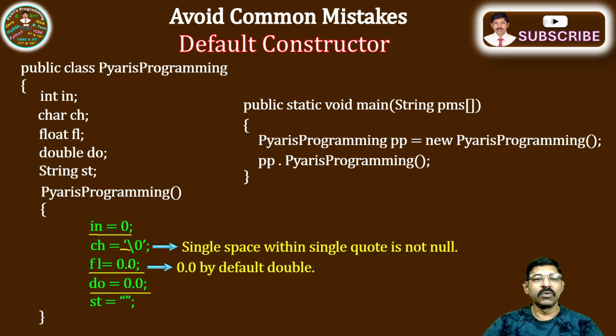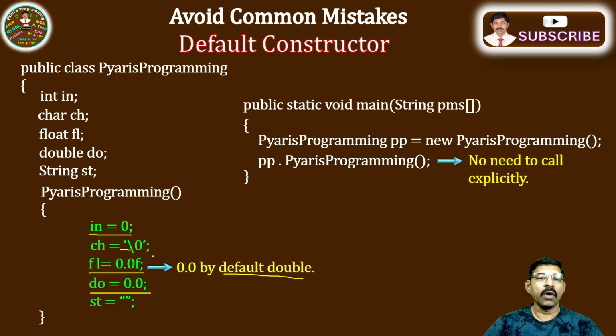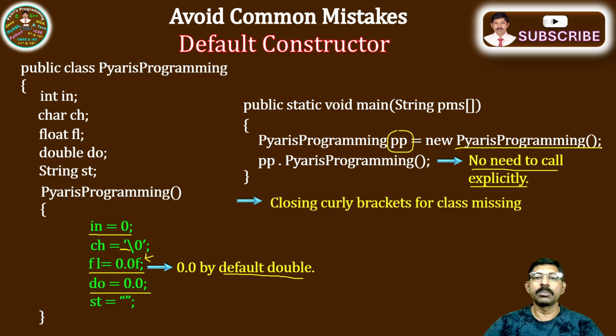After this, we can check this one. Float is equal to 0.0. 0.0 by default is double. So we need a suffix, that is 0.0 and F has to be used over here. Next problem is this. No need to call explicitly. Constructor is invoked automatically when an object is created. This part will call the constructor automatically. So we don't need to call it explicitly.